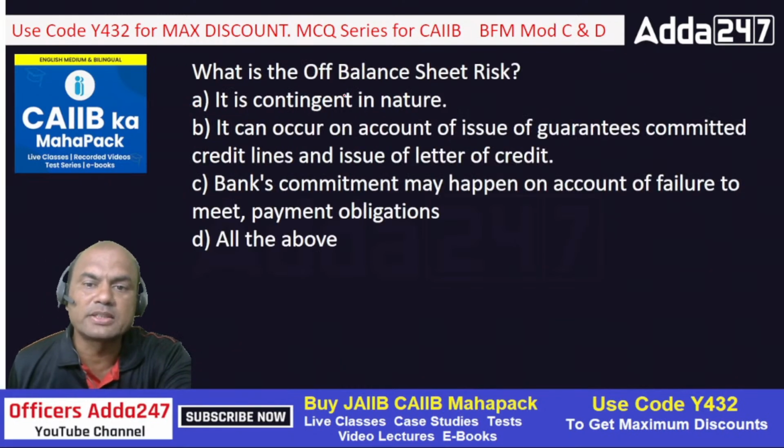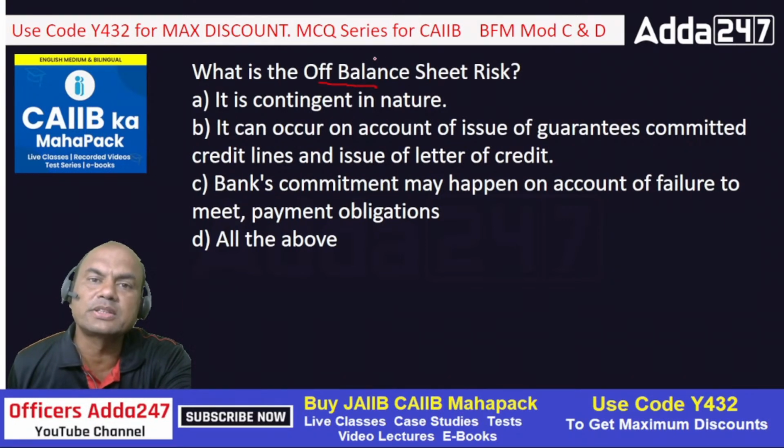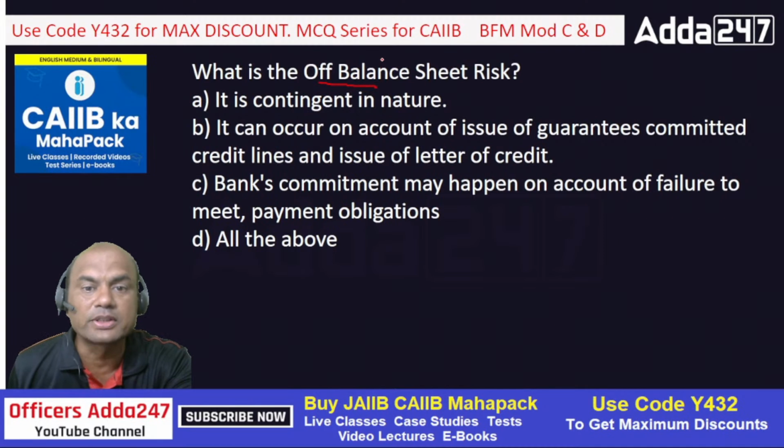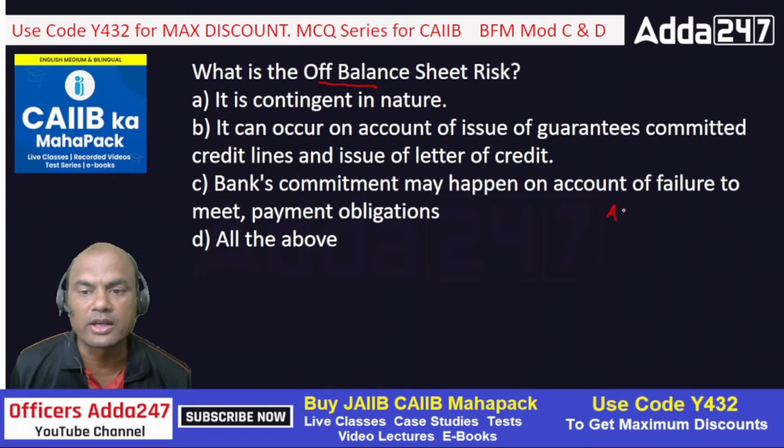Okay, what is the off balance sheet risk? Now firstly understand what is off balance sheet means. Off balance sheet means which can't be shown in the balance sheet of the banks. Now what can't be shown in the balance sheet of the banks? Firstly, what is shown in the balance sheet of the banks? Always remember, in balance sheet of the banks we always have assets and liabilities, right? What are assets? Assets over here and liabilities over here, right?